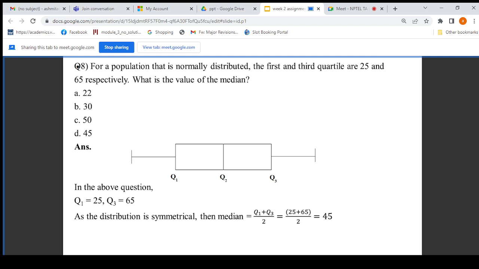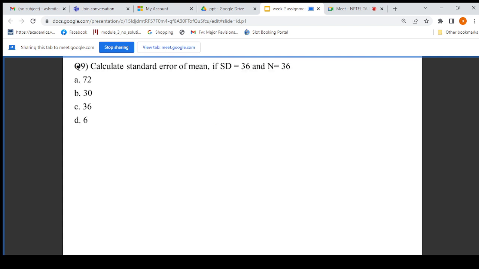Okay. So the next question here, 45 is the answer. So standard error of mean. Can anyone tell me what is the relation between standard error of mean, and what is standard error of mean? Any idea? Madam, standard deviation by square root of n. So I am asking the definition.